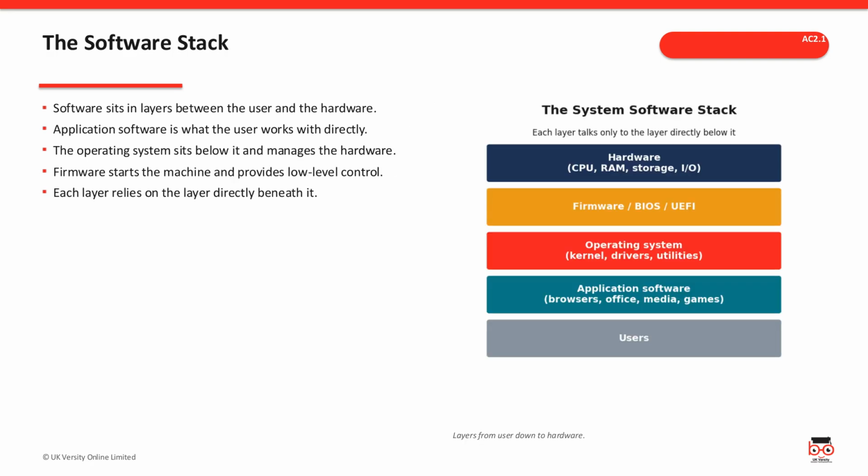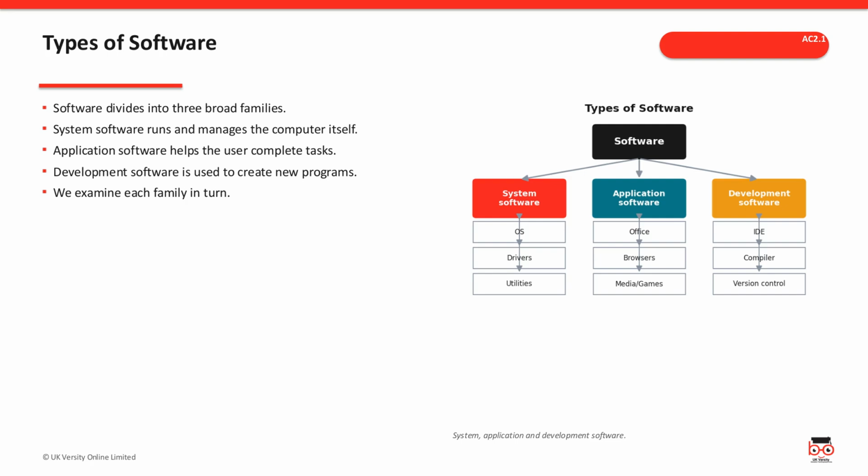It helps to picture software as a stack of layers sitting between you and the hardware. Right at the top is the application software you work with directly, like your web browser. Beneath it sits the operating system, quietly managing the hardware. And below that is the firmware that starts the machine and gives low-level control. Each layer leans on the one directly beneath it, a bit like the floors of a building resting on the foundations.